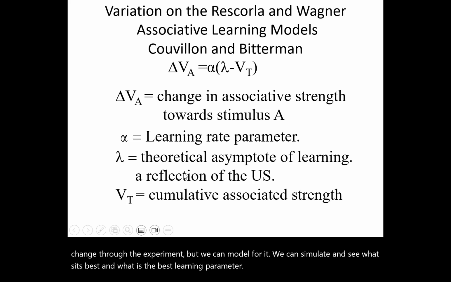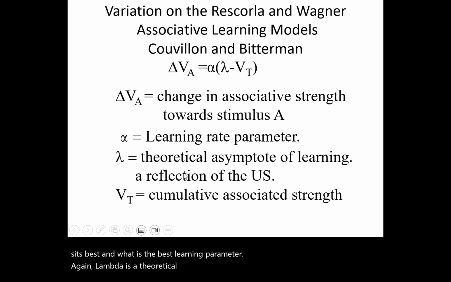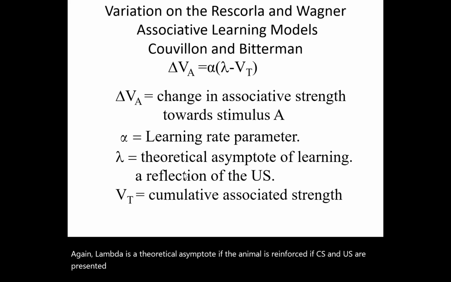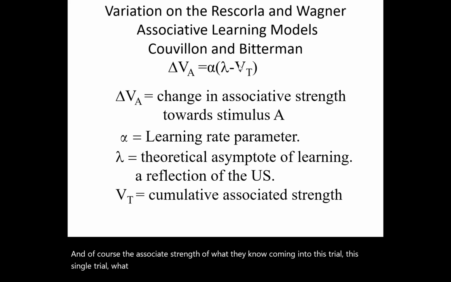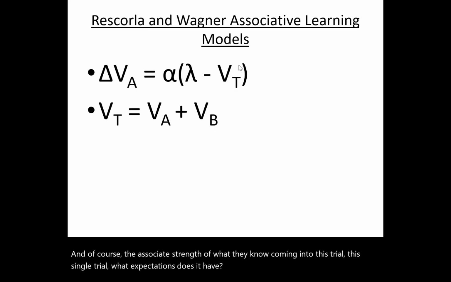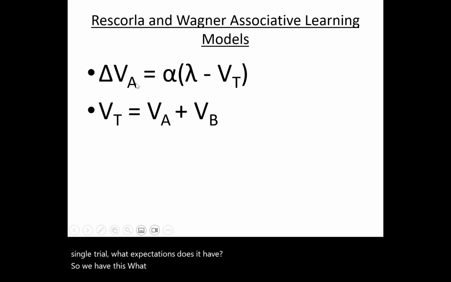Again, lambda is the theoretical asymptote. If the animal is reinforced, if CS and US are presented, it's 1. If the CS is presented without the US, it's 0. Simple as that. And of course, the associative strength is what they know coming into this trial, this single trial. What expectations does it have? So, we have this: what is the change in associative strength of A?